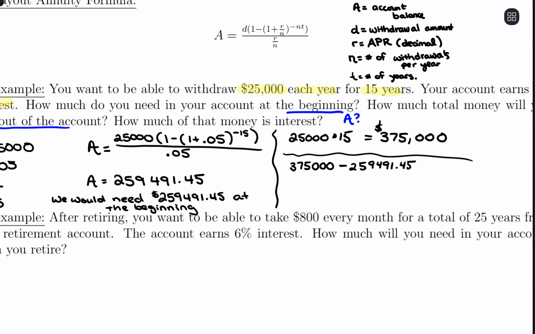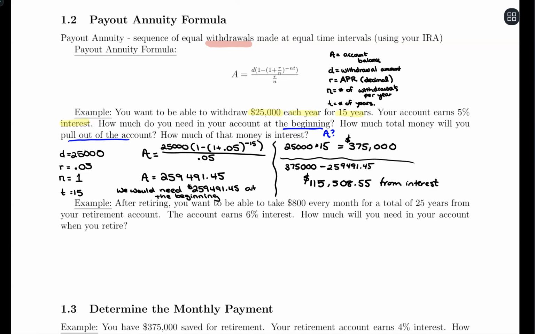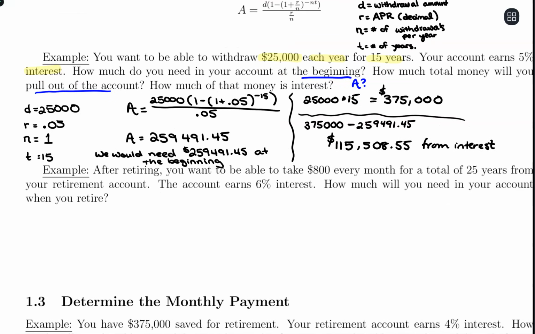So 375,000 minus 259,491.45. So from this account, we're getting $115,508.55 from interest. This is a good account. I like that. So the bank is pretty much providing us with that rest to make up that $375,000 over those 15 years. All right, one more scenario here.